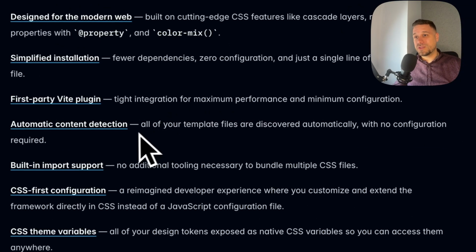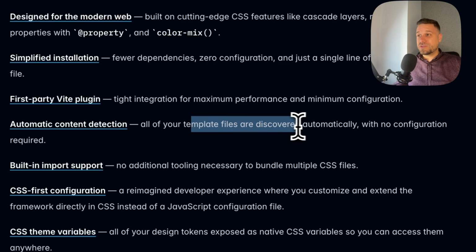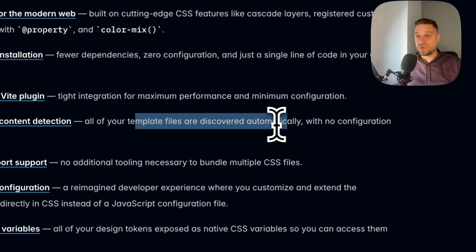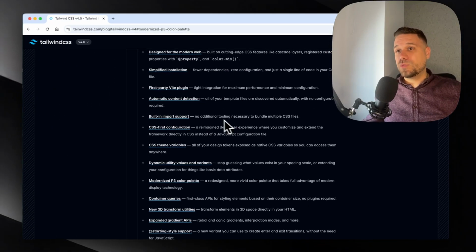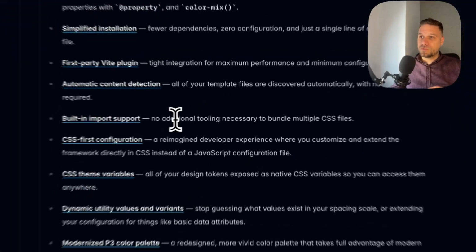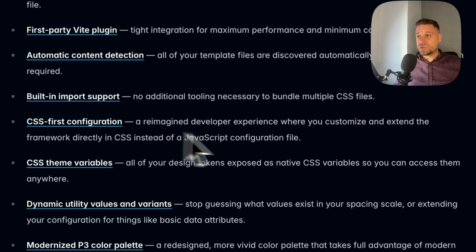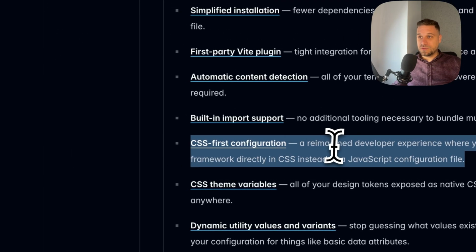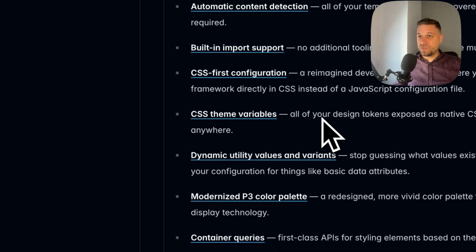Then we have automatic content detection. All of the template files are discovered automatically with no configuration required, so that is awesome, even less things for us to do. Then we have built-in import support, no additional tooling necessary for bundling multiple CSS files. CSS first configuration, we covered that one, and I'm still surprised they really did it. We are getting rid of the Tailwind config file.